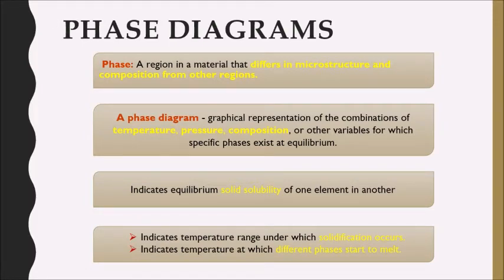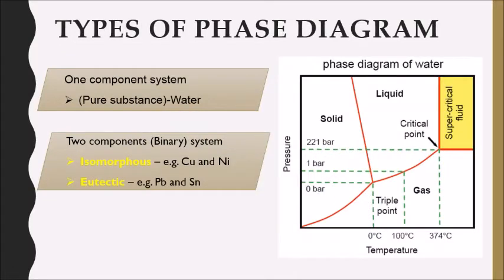Now we will move on to phase diagram. A phase is a region in a material that differs in microstructure and composition from other regions. A phase diagram is a graphic representation of the combination of temperature, pressure, composition, or other variables for which specific phases exist as equilibrium. It indicates equilibrium solid solubility of one metal in another, the temperature range under which solidification occurs, and the temperature at which different phases start to melt.